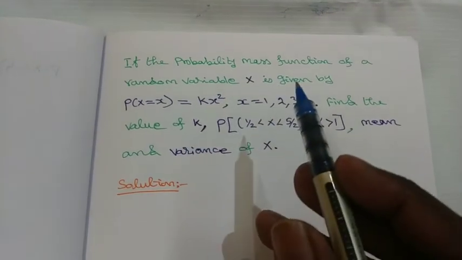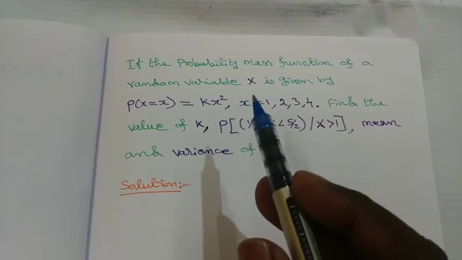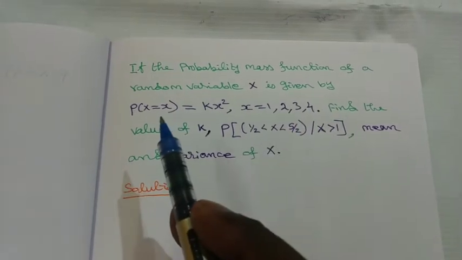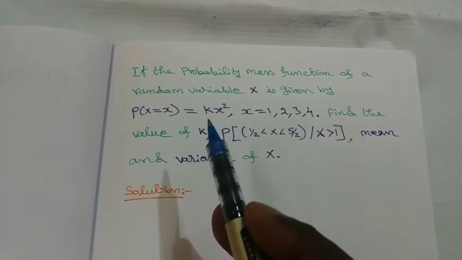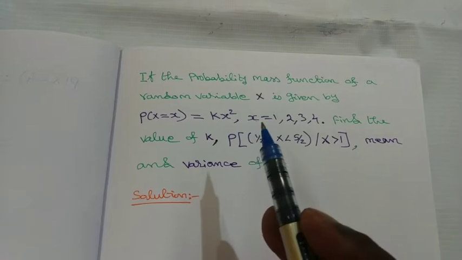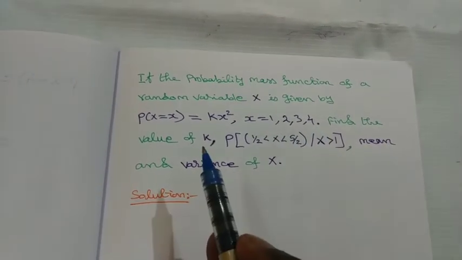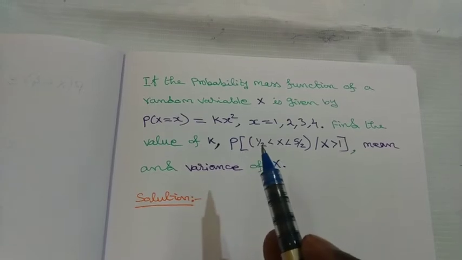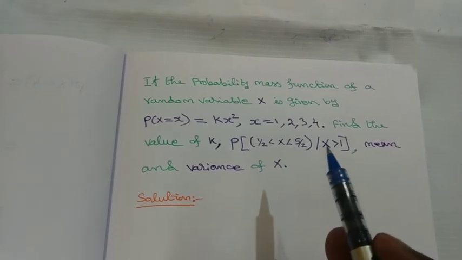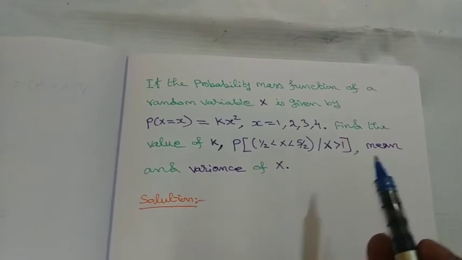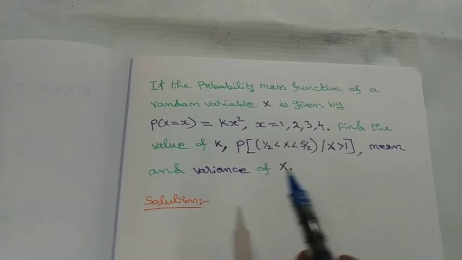If the probability mass function of a random variable capital X is given by P of x is equal to k into x square, where x is 1, 2, 3 and 4. Find the value of k, P of 1 by 2 less than x less than 5 by 2 given x greater than 1, and the mean and variance of x. So we have to find out.